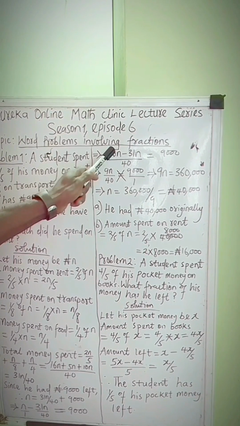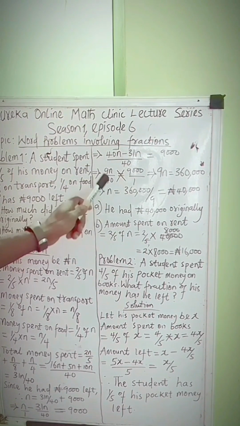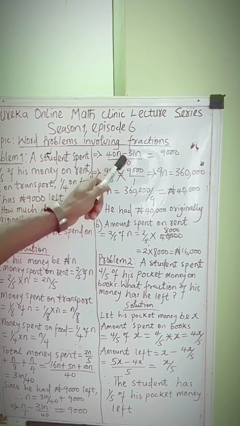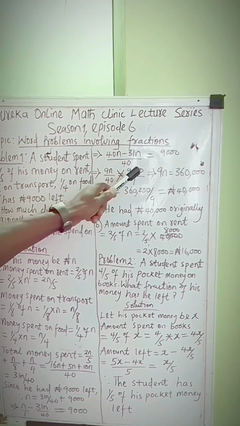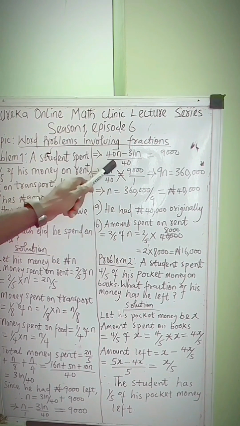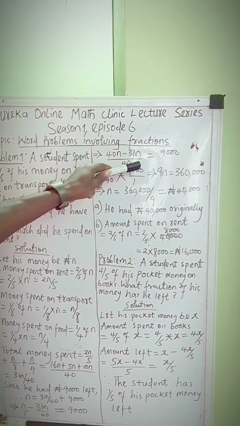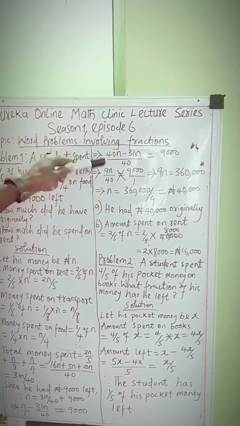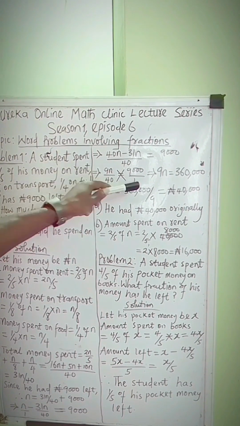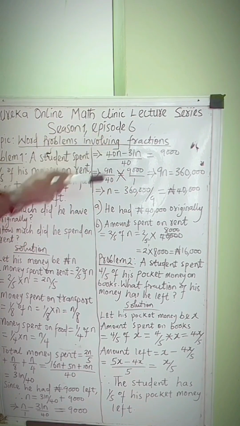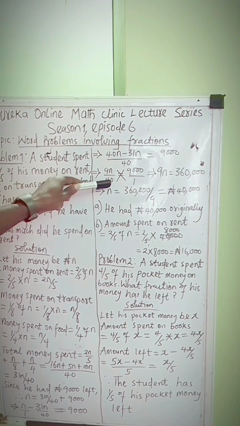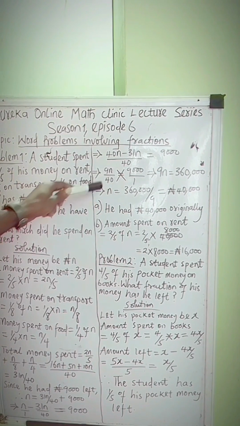So we have 40n minus 31n will give us 9n over 40 equal to 9,000. Then we assign a common denominator of 1. So what do we do here? We cross multiply. This one we multiply this, while this one we multiply this. So 9n we multiply 1, while 9,000 we multiply 40.